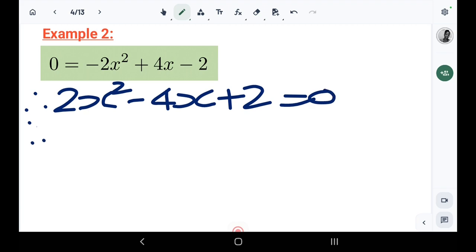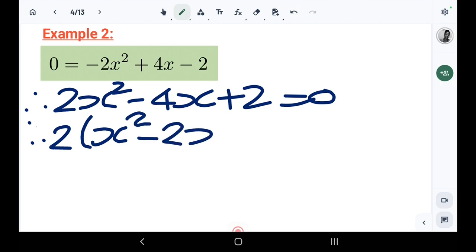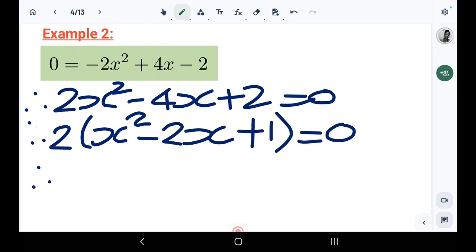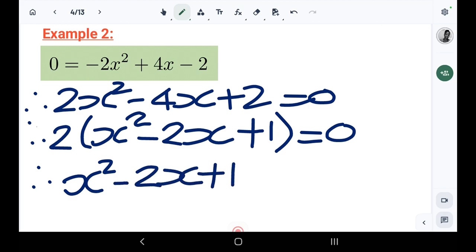Now you have a common factor 2 that you need to take out. Take that common factor out. Very important. It makes factorization and everything a lot easier when you've got the common factor taken out. Divide both sides by 2. The left hand side will be left with x squared minus 2x plus 1. And the right hand side will be 0 divided by 2, which is basically 0. So just leave it as 0.